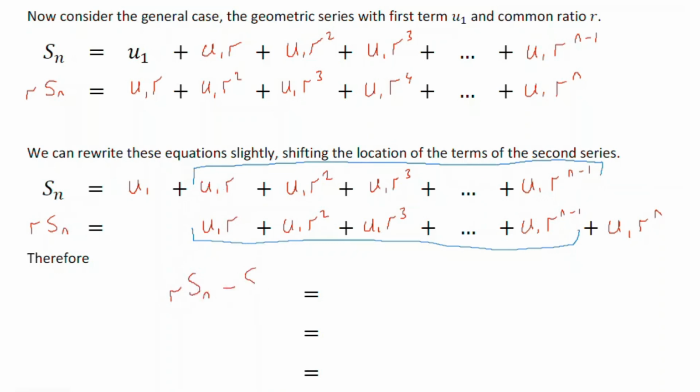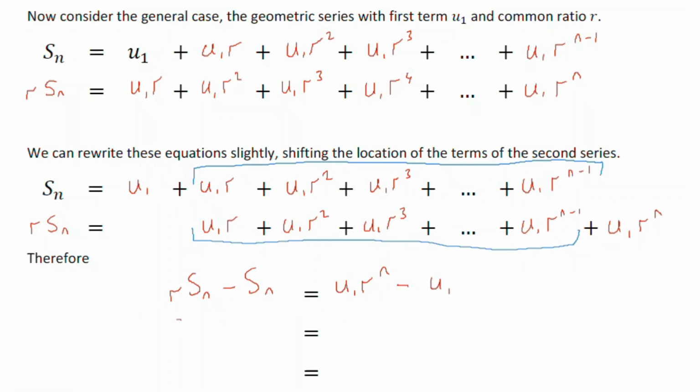rSn minus Sn, and then we're going to do all of this one minus this one. So the only thing that's left on the right hand side of the second equation is u1 r to the n, and then from that everything else cancels out. We're just subtracting u1.